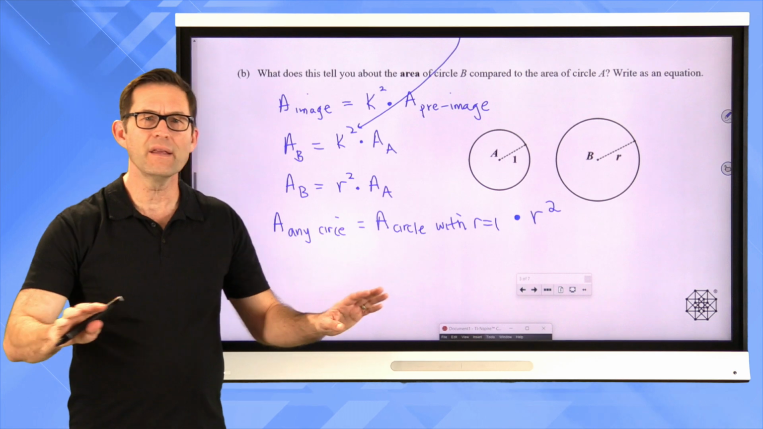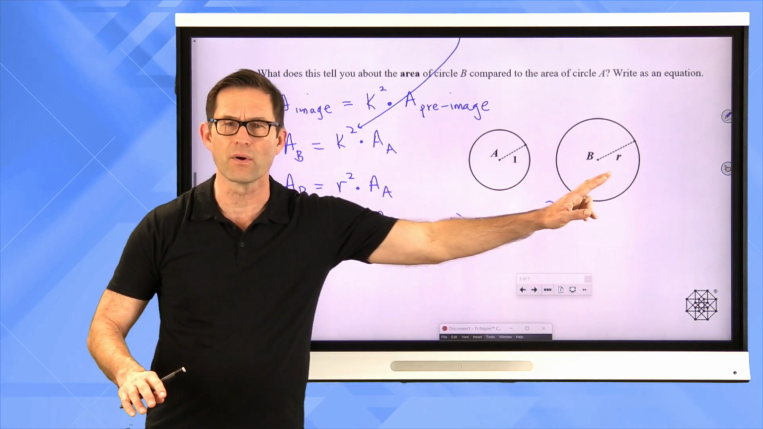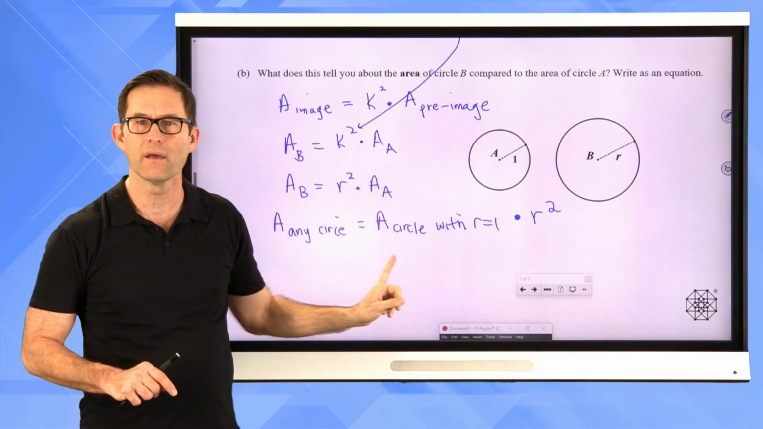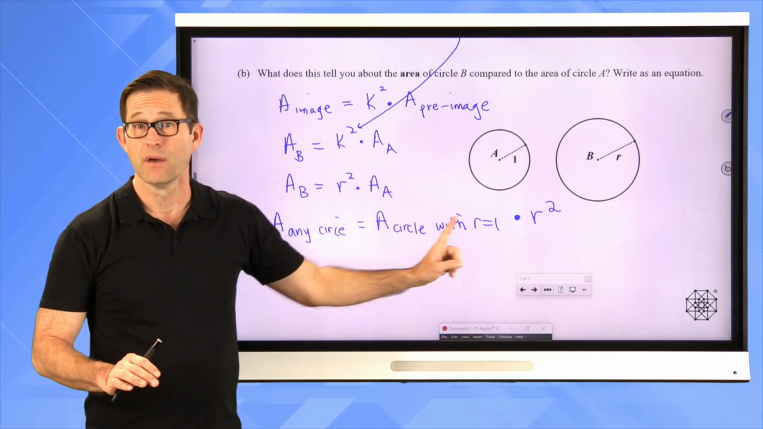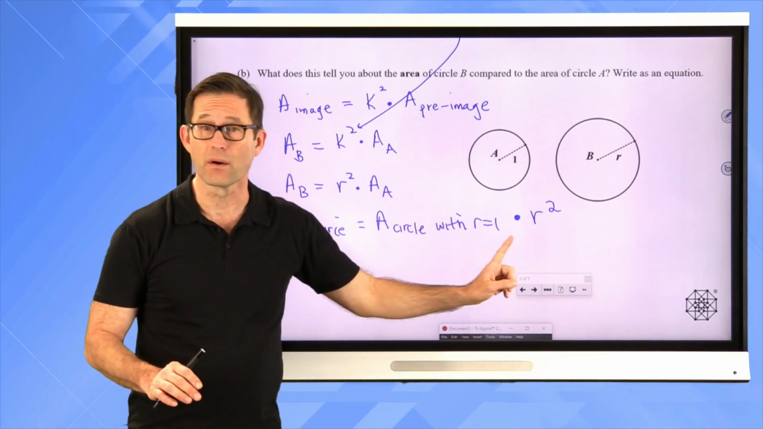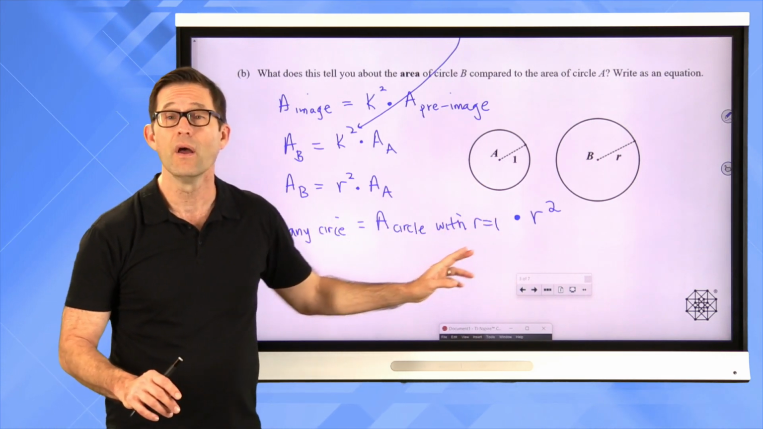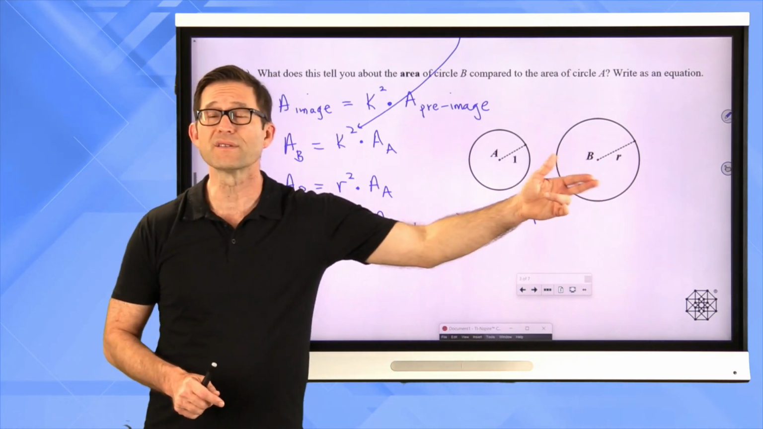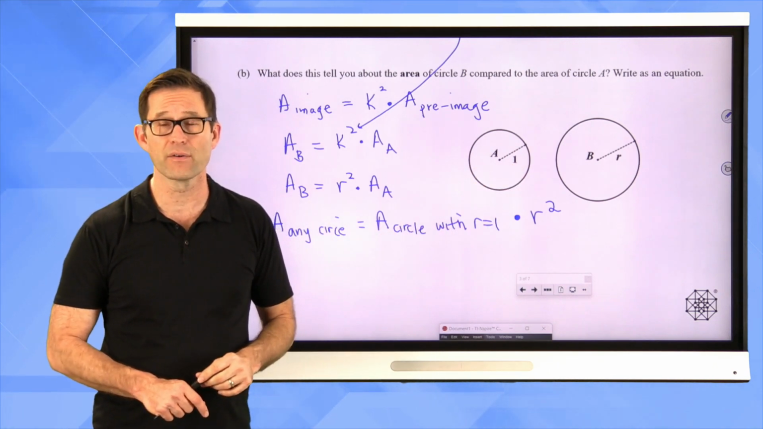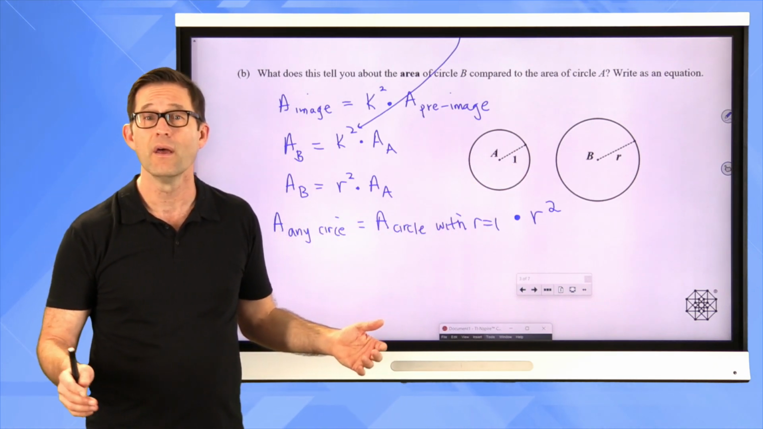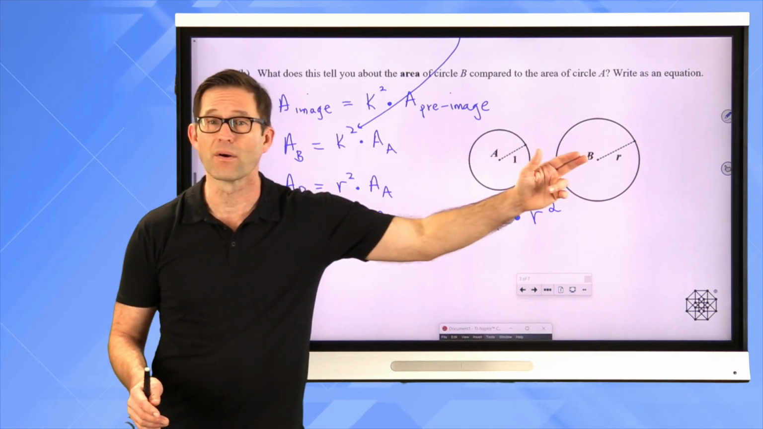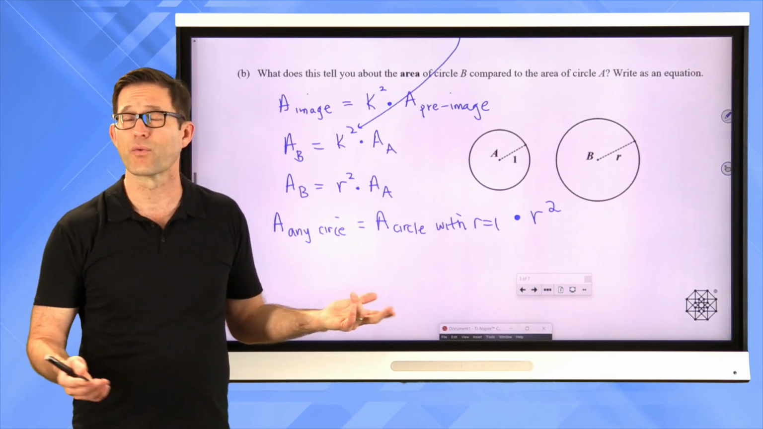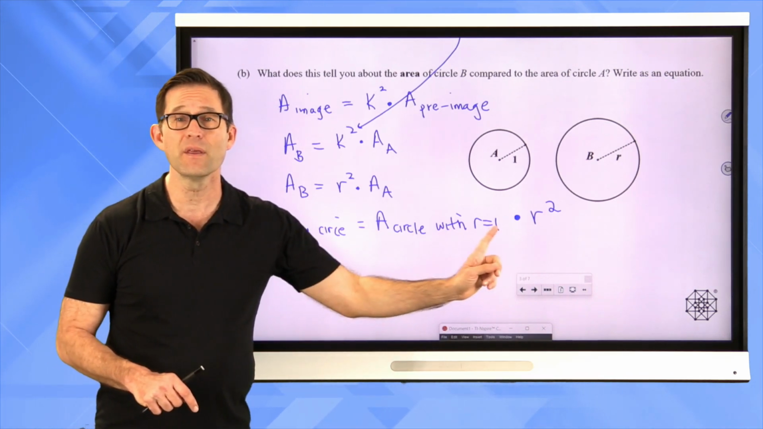So the area of any circle whatsoever is going to be the area of a circle whose radius is equal to 1. I don't know what that is, but whatever it is, it's going to go in here, times the radius squared of our new circle. Because this circle is a dilation of that circle by a scale factor of k, or scale factor of r, sorry. So its area will be scaled by r squared. So now we just have to figure out what the area of a circle is with a radius of 1, and that's going to be the number that goes in here.